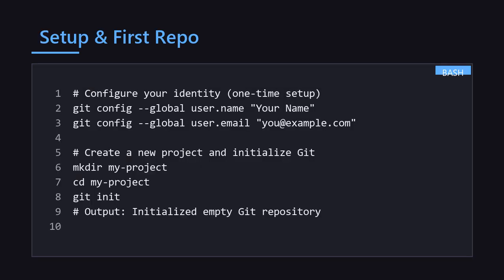First things first, tell Git who you are. You only do this once on your computer. Then to start tracking a project, you go into the folder and run git init. That creates a hidden .git folder. That's where Git stores all its tracking data. You won't see it normally, but it's there, keeping track of everything.